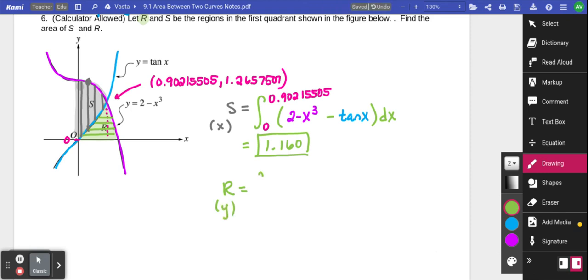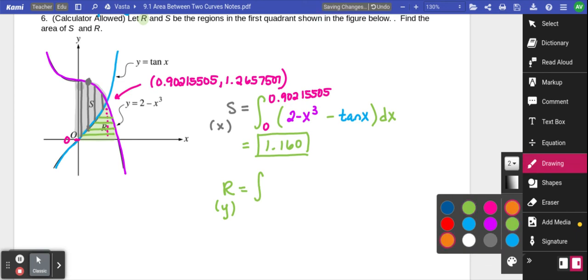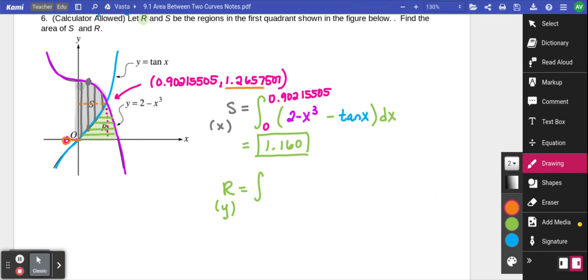Now that means I'm going to set up my integral using my y values. So the lowest y value here is 0, and the highest y value here is going to be this y value, which is 1.2657507. And instead of doing top minus bottom, I'm going to do right minus left. Now the right here is my purple equation, but before I can actually put that in to my integral, I need to get x by itself.